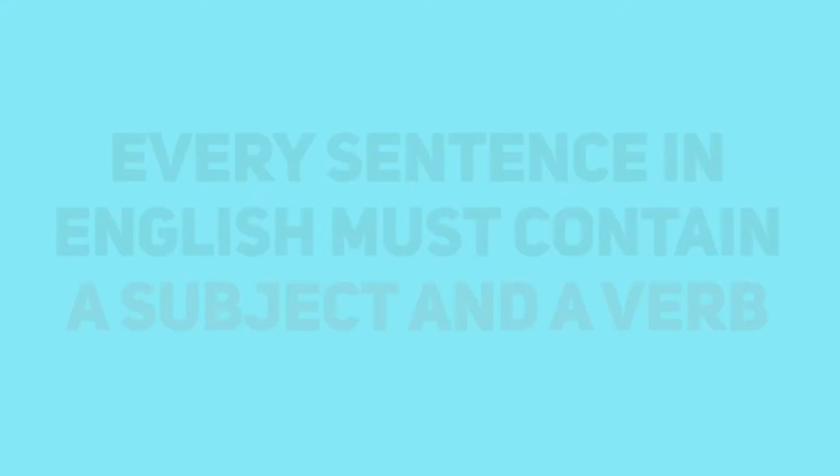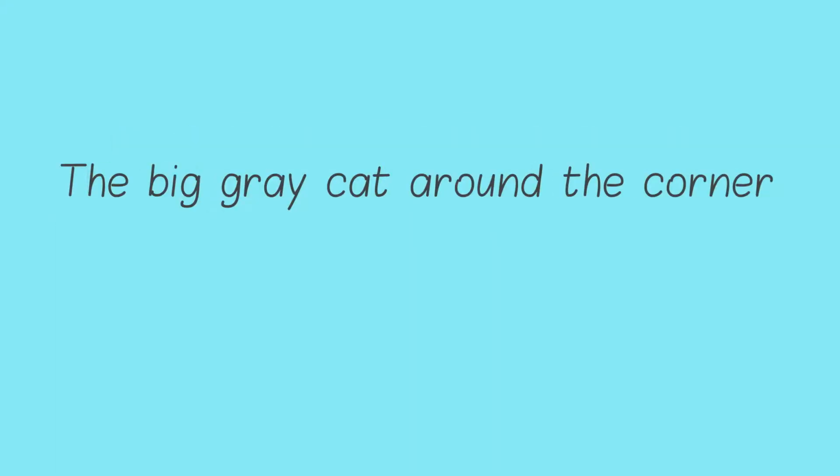In the first example, the big gray cat around the corner, we have what? We have a subject, the big gray cat, but we have no idea of what the cat is doing. There is no verb, and thus the sentence doesn't carry much meaning. How can we fix it? We could say, the big gray cat around the corner is sitting quietly.